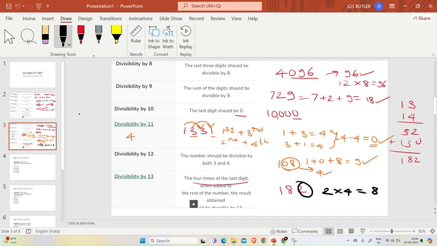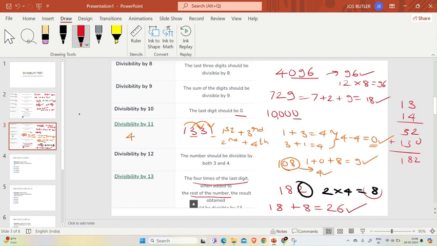Now I add it to the rest of the number. The remaining number is 18. See, we extracted 2 and multiplied it by 4. So 18 plus this 8 gives you 26, and 26 is definitely divisible by 13. So the number is divisible by 13.